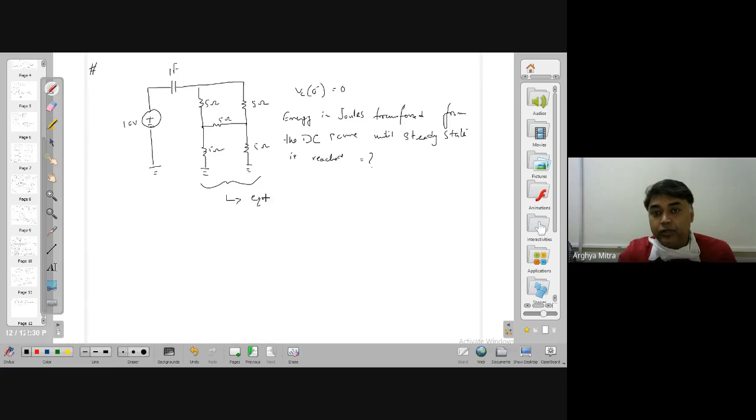So equivalent resistance, whatever may be your logic, it's a balanced bridge, the current flowing through is zero, or the voltage across is zero. That means you can omit it. Then equivalent resistance will be equal to 5 ohm. So I have a circuit something like this now.